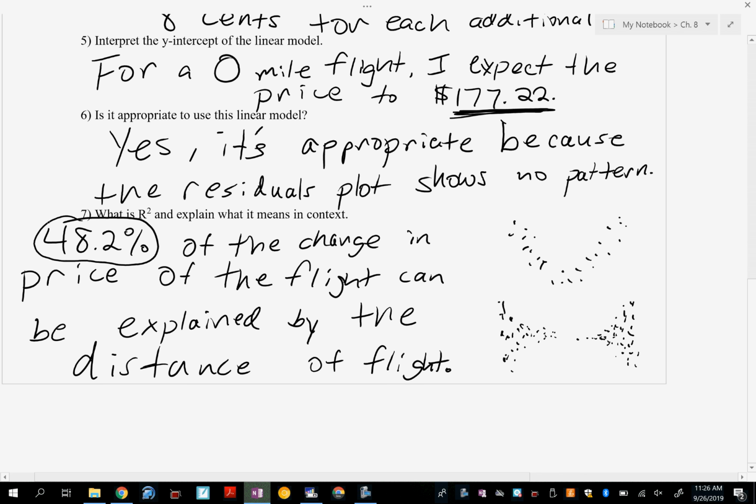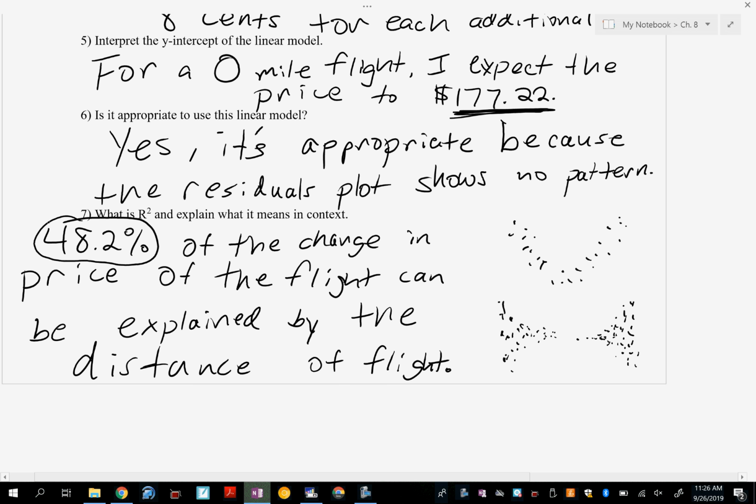Remember yesterday with the Corollas, it was something in the 90s? That's really high. 48.2% is not high. So this is where I would use my air quotes and say this is a bad model because it's not very high. It's appropriate, but maybe it's not useful.